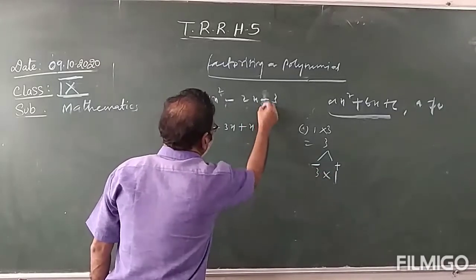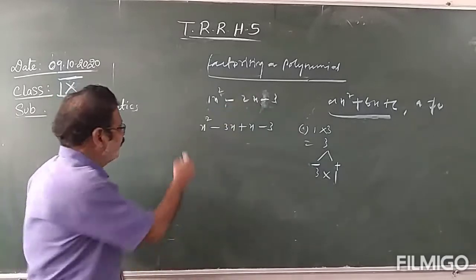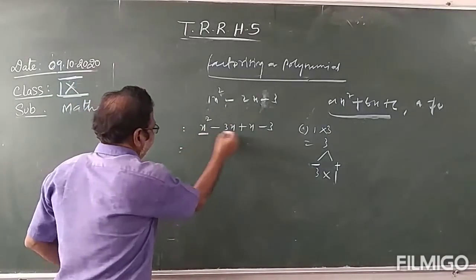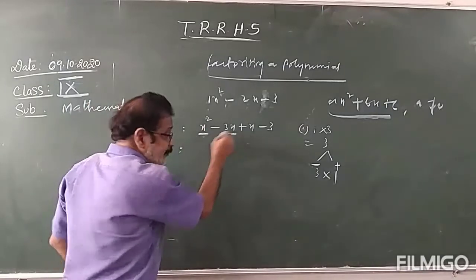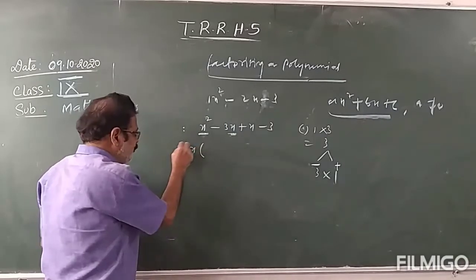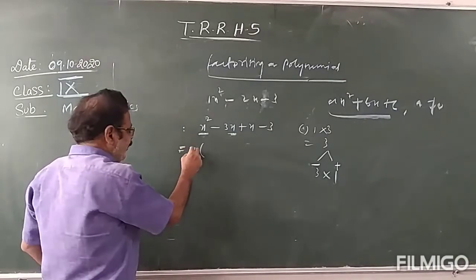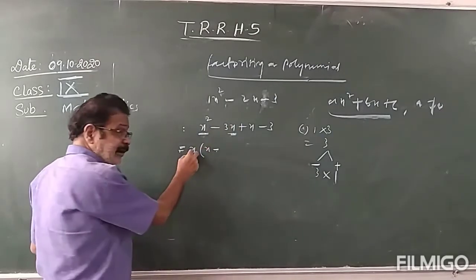Now write, instead of the middle term, minus 3x plus 1x. So if you simplify, minus 3x plus x is minus 2x. Now take common factors. Take a pair of terms. Here x is present, here x is present. Take x common, which is present in both. X times x, and the sign is minus.